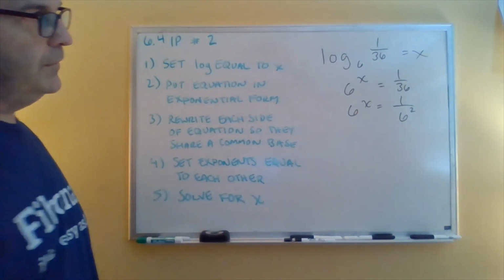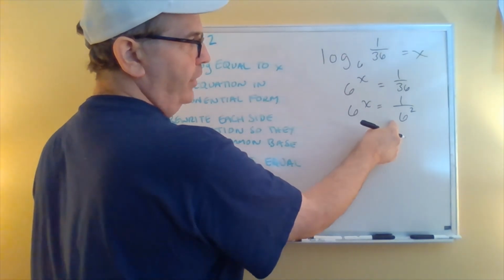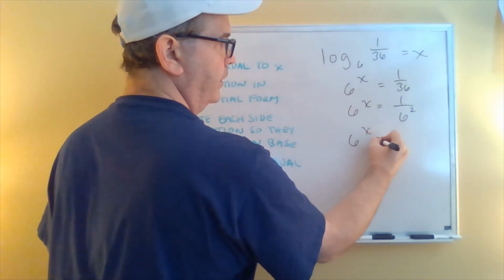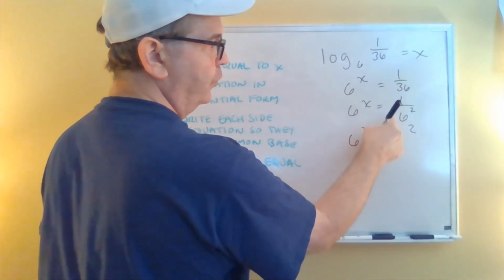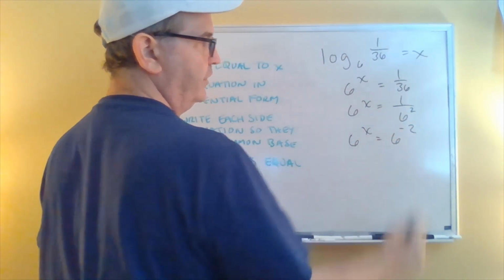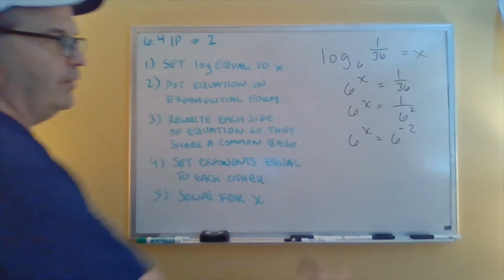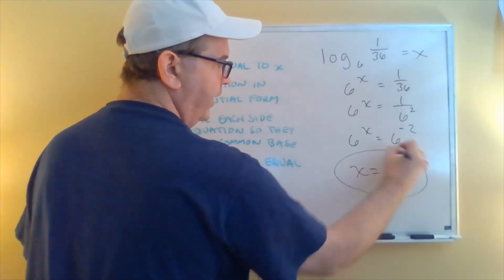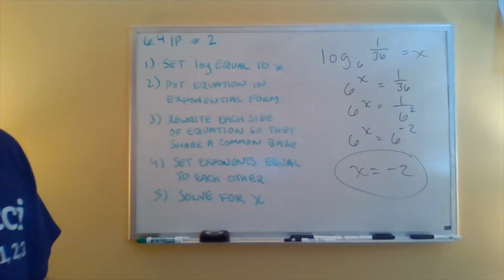We're almost there. We need to get this out of the denominator, so if we move that up to the numerator, we have to change our exponent from positive to negative. Now we have like bases of 6. We set the exponents equal to each other, and x equals -2 is our answer.